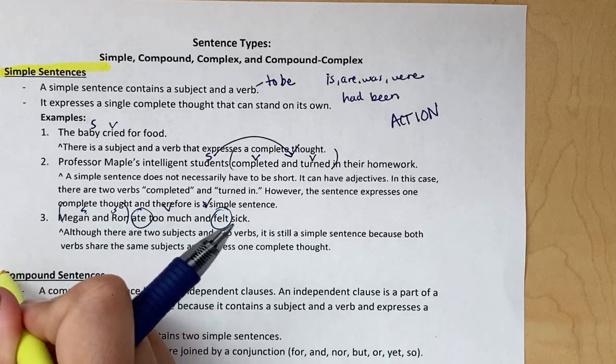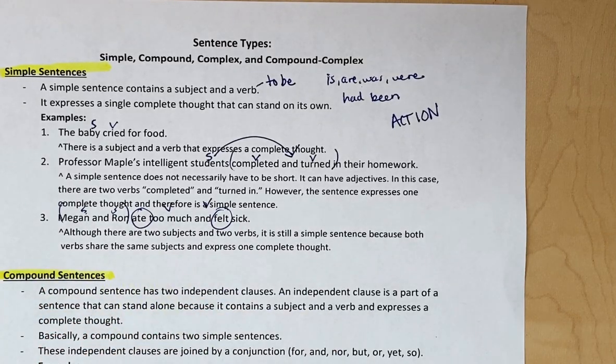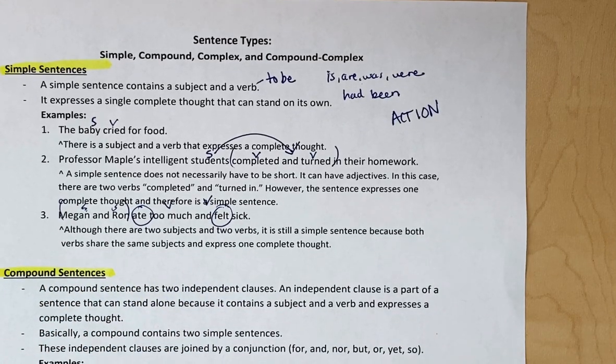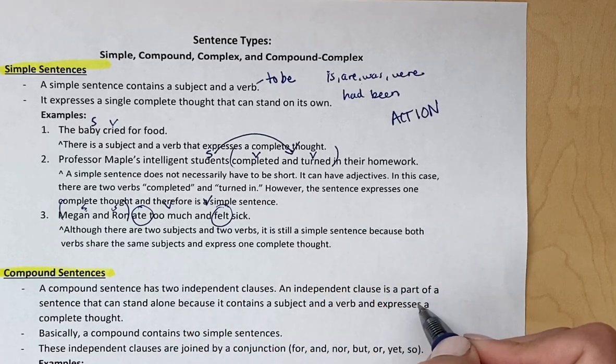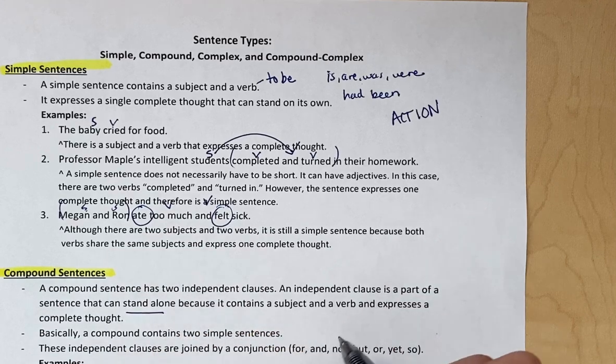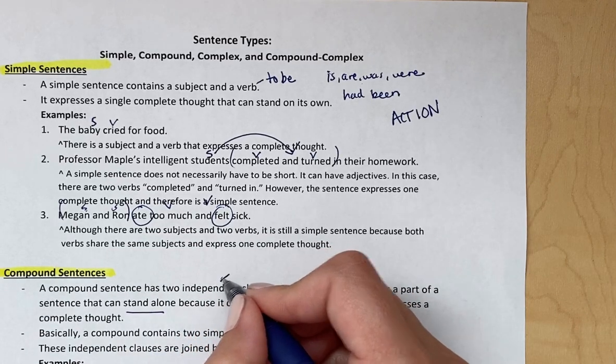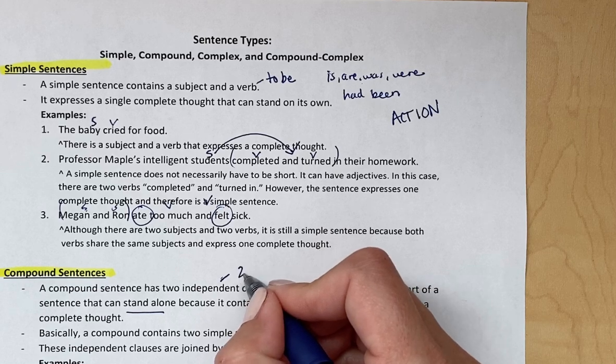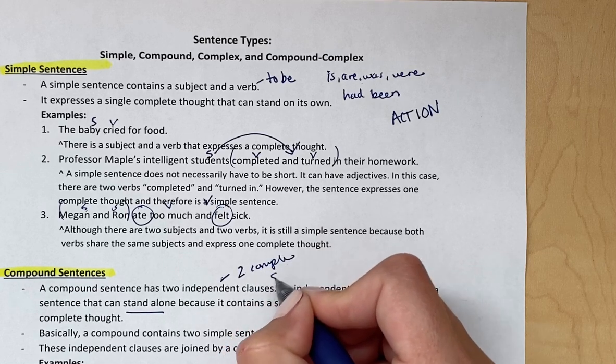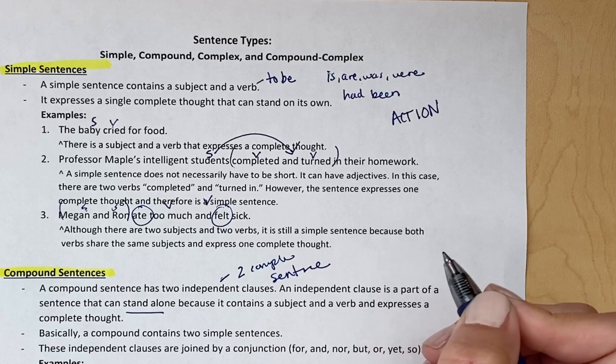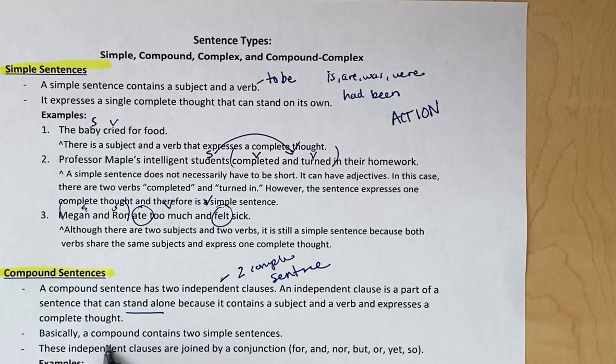So the next sentence type we're going to talk about is the compound sentence. And the compound sentence has two independent clauses. An independent clause is part of a sentence that can stand alone because it contains a subject and a verb. So really the compound sentence contains two complete sentences. So basically a compound sentence, right here, contains two complete sentences, as we just said.